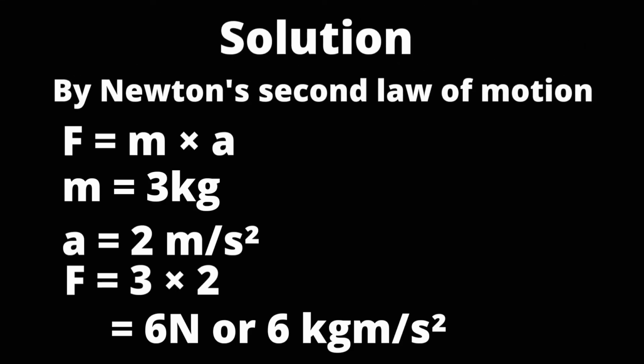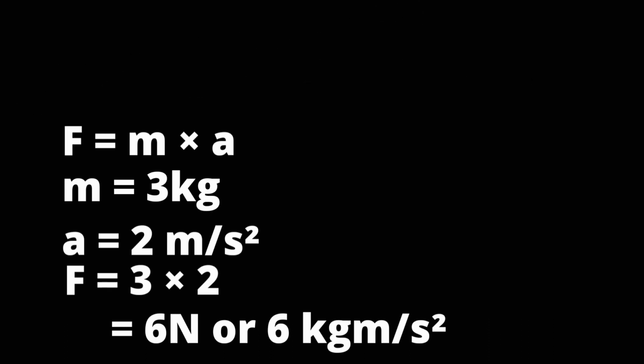Solution. By Newton's second law of motion, force is equal to ma, that is mass multiplied by acceleration. m is equal to 3 kg and a is equal to 2 meters per second squared. Therefore, force is equal to 3 multiplied by 2, which is 6 Newton, or 6 kg meters per second squared.